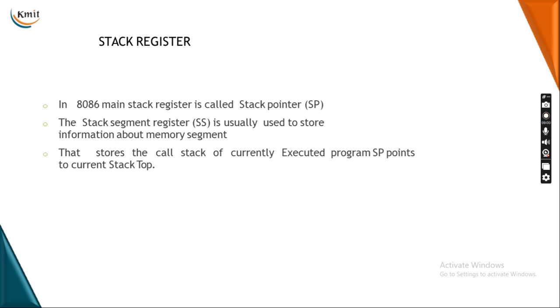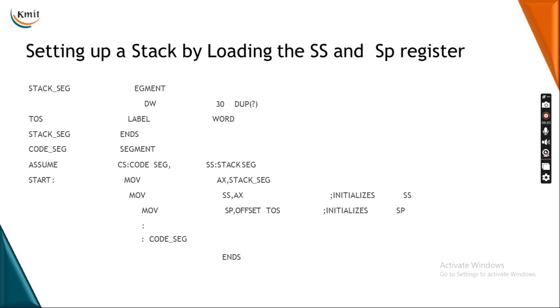The stack register in 8086 is the stack pointer, SP. The stack segment register is usually used to store information about the memory segment that stores the call stack of the currently executed program. Stack pointer points to the current stack top. Now, setting up a stack by loading the SS and SP registers.